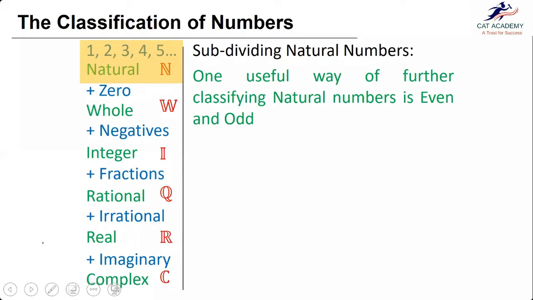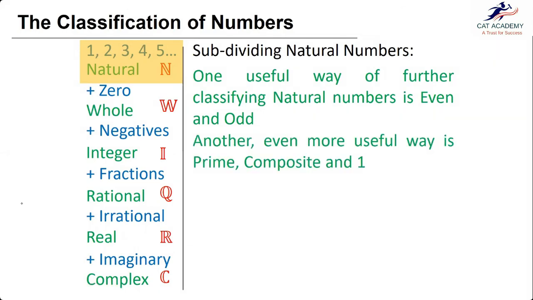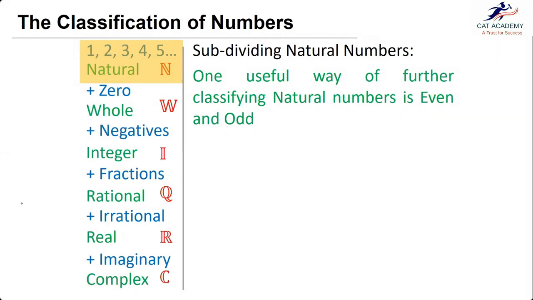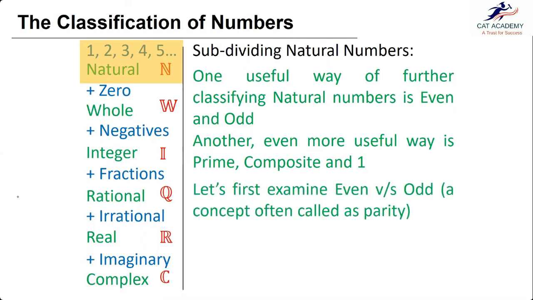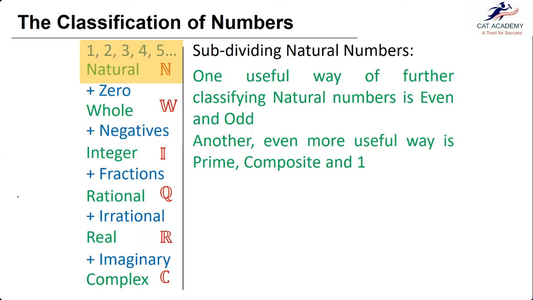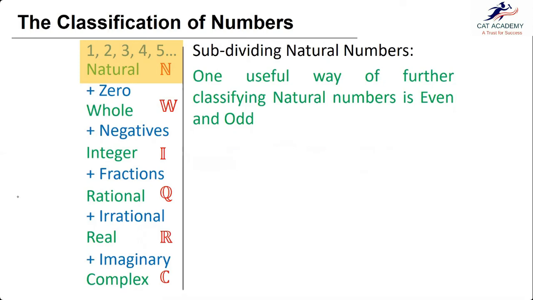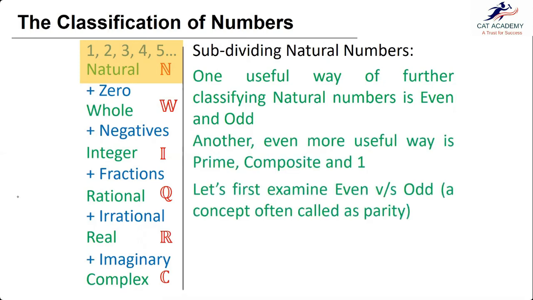How do I define even odd? Anything that is divisible by 2 is even. Anything that is not divisible by 2 is odd. And second way is prime composite. So how do I define a prime number and how do I define a composite number? To define a prime number, what I need is, say, let's first, okay, before that, once even odd. Let's do even odd first and then we'll move on to prime composite.